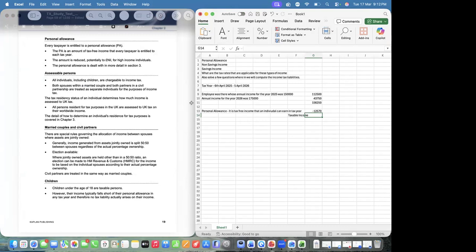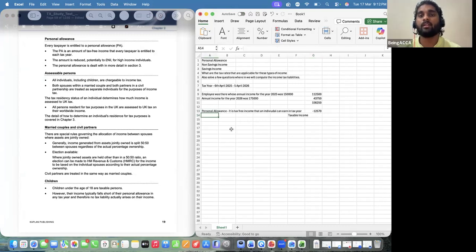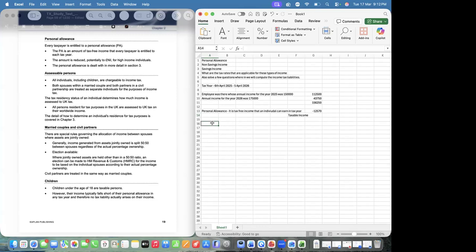We'll discuss more about personal allowance after we discuss the tax rates and all of that, because this is just to give you an example. This is not an appropriate example because whenever the income of an individual exceeds 100,000, the personal allowance will be adjusted, which I have not explained right now. I'll explain that in detail as we move forward.